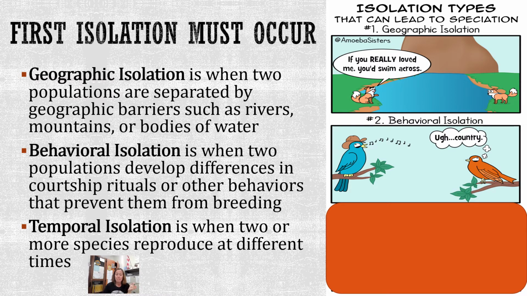Our third type of isolation is temporal isolation. And when you see temporal, I want you to think time. This is when two organisms in the same species are going to reproduce at different times. Because they have different mating seasons, they're not going to mate with each other, which causes that isolation.